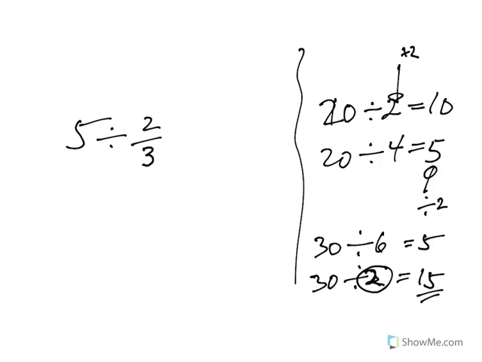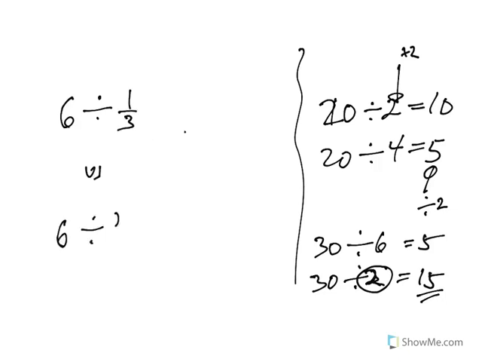Pretty sophisticated. Anyway, the reason I'm telling you this is because 5 divided by 2/3 is going to be kind of like, remember how 5 divided by 1/3 was 15? So, maybe I shouldn't use 5. Let me instead compare 6 divided by 1/3 versus 6 divided by 2/3.